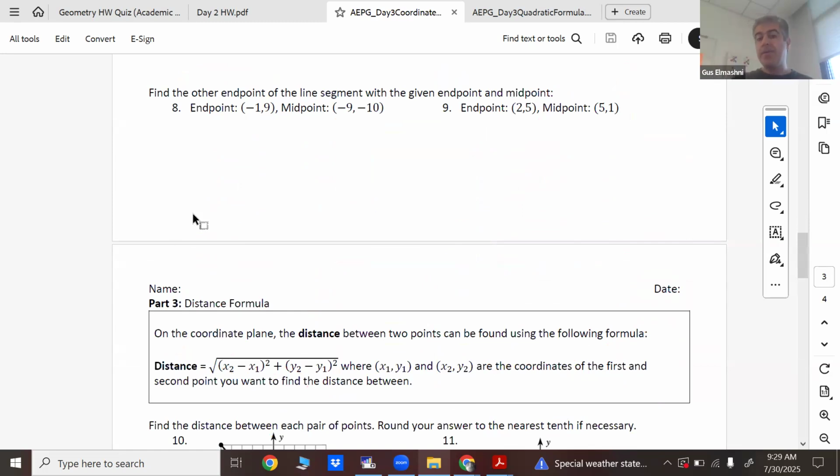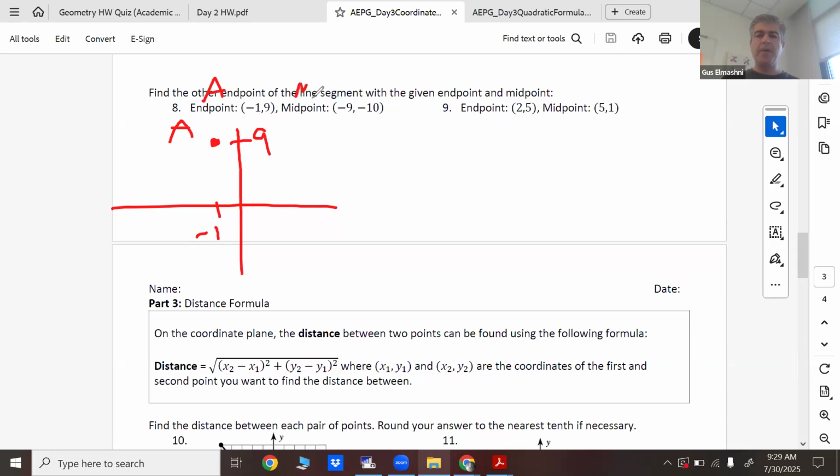You're given an endpoint and a midpoint. So I'm going to draw and do kind of a rough sketch. You don't have to draw all these different tick marks in between, just estimate where those would be. So that's my endpoint. Let's say I call this A. I'll call the midpoint M. I'll call the other endpoint B.